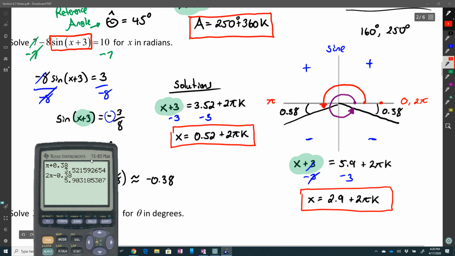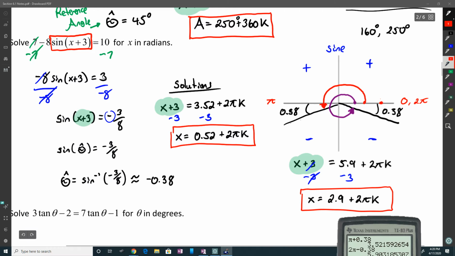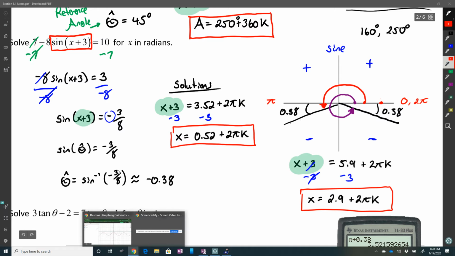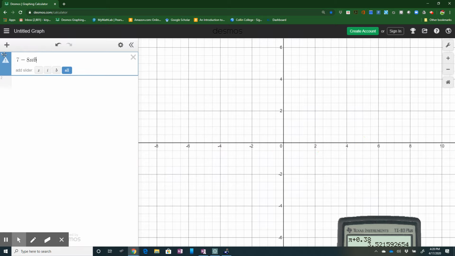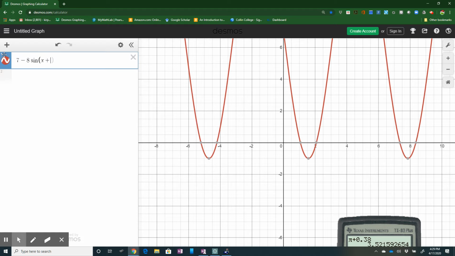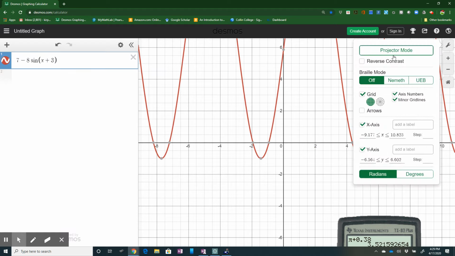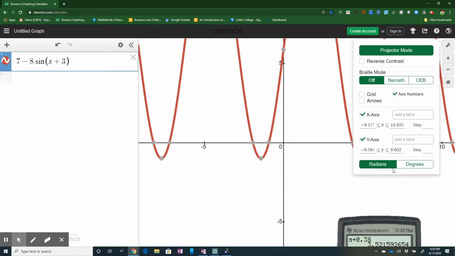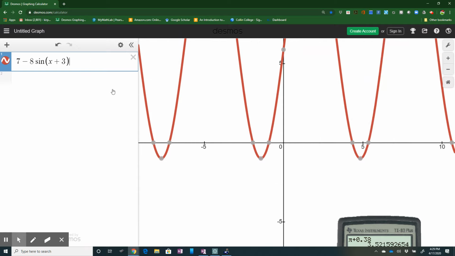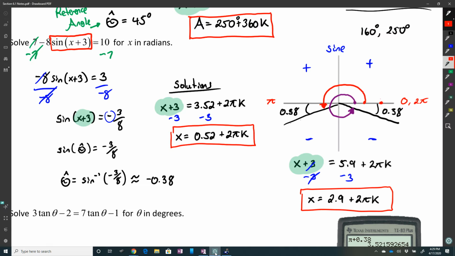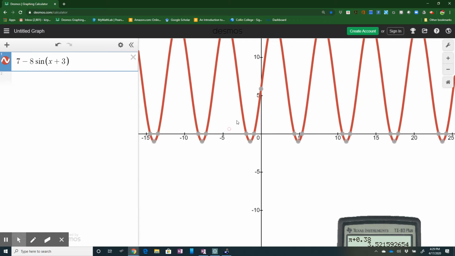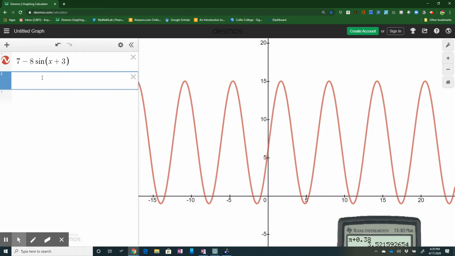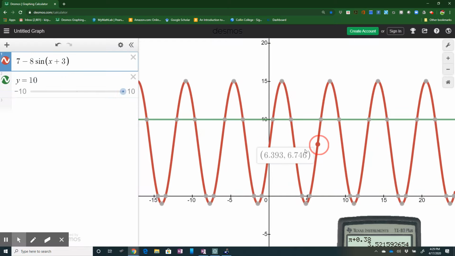And just to show you in Desmos that this is the correct solution, I'm going to go ahead and work this out. So on Desmos, this question was 7 minus 8 sine of x plus 3. Make sure projector mode, turn off the grid. It's in radians, that's good. Equals 10. So here's that, and here's 10. And notice all the times it crosses.